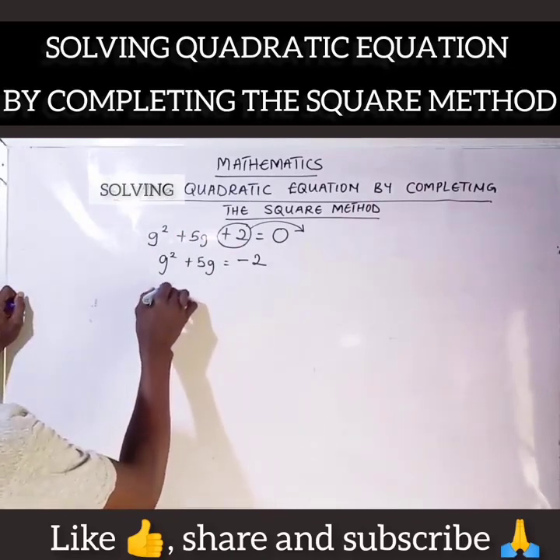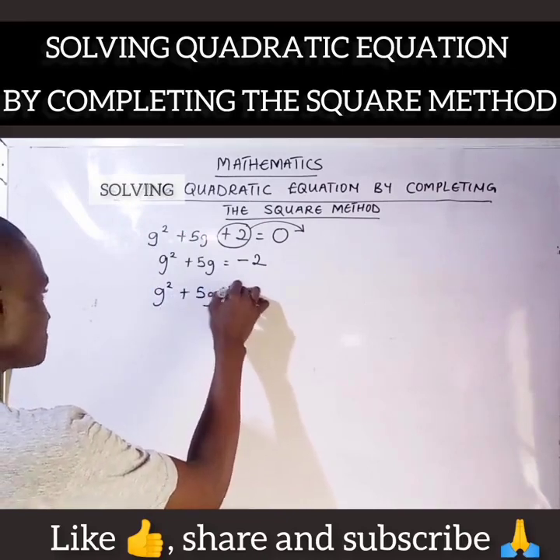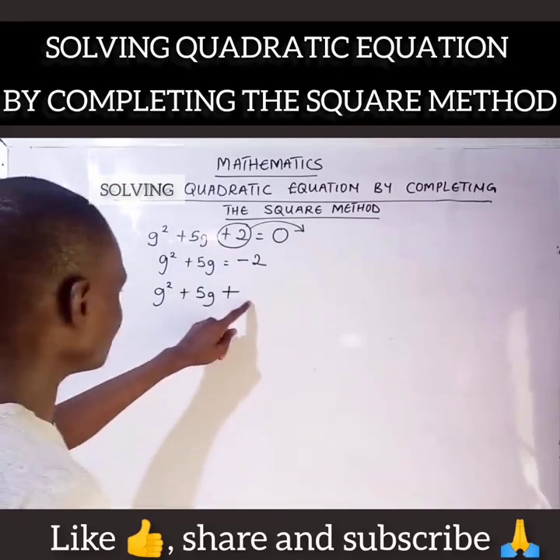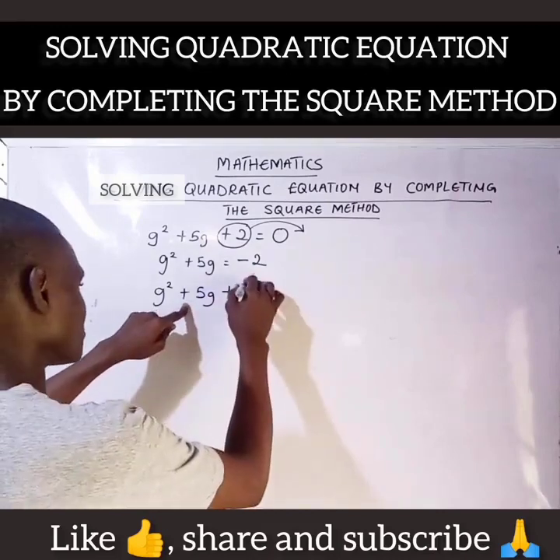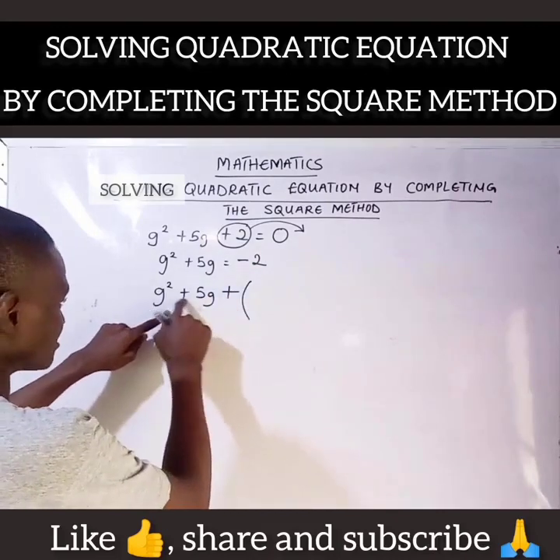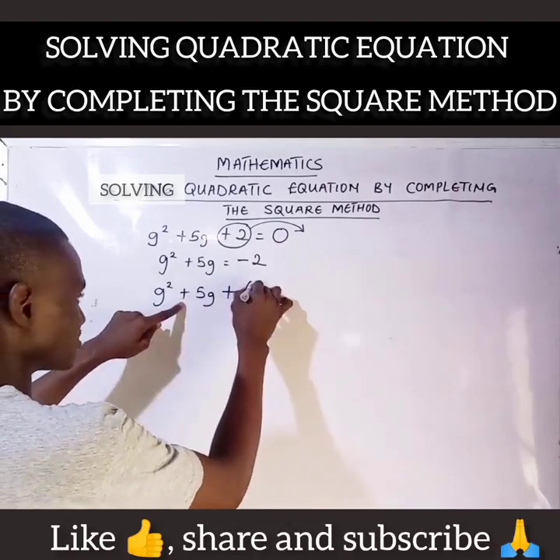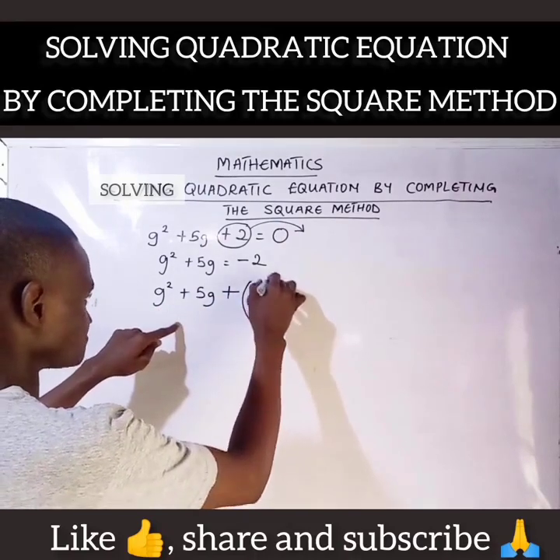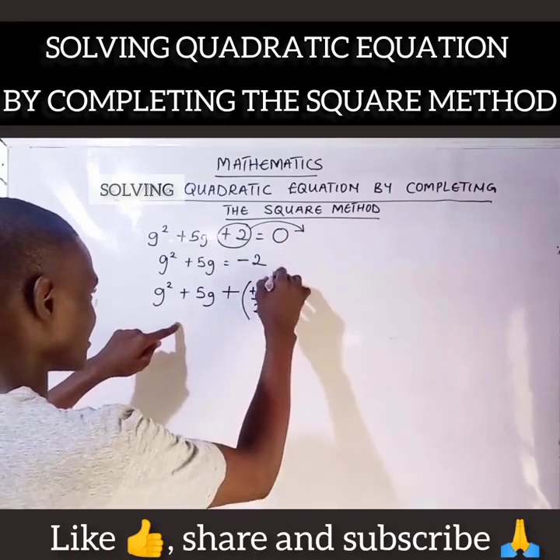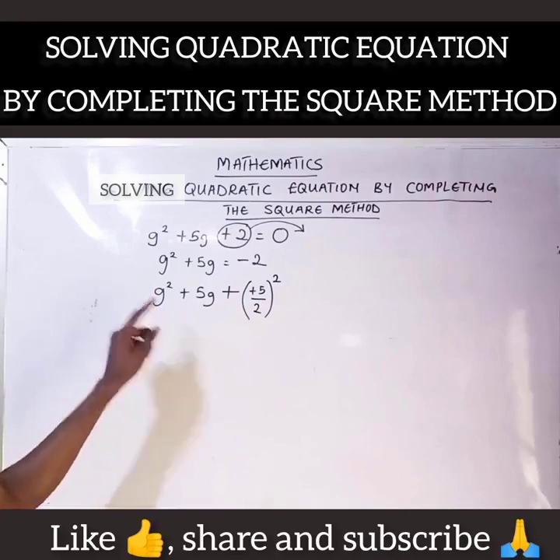I'm going to write g squared plus 5g. Then I will say plus, what am I adding to this to make it a complete square? What I'm going to do is that, you see the number beside this one, the coefficient of this g, I am going to write it with the sign. That is what I always do. I always write it with the sign. Then I'll put it over 2. And I'll close this bracket and raise it to the power of 2. That is how I used to complete my square when the coefficient of g squared is 1.